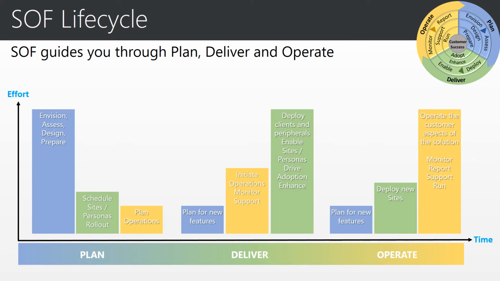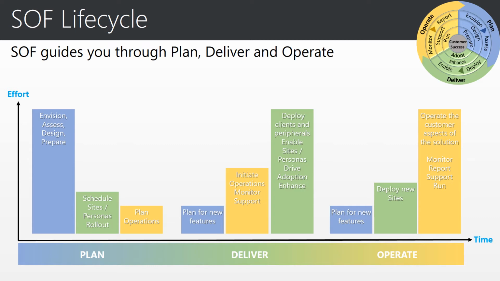Delivering Skype for Business Online successfully is a journey, and SOF guides you throughout that journey. Here we look at this journey to start exploring the activities and outcomes we engage in as we undertake it over time, where time is running from left to right on the bottom of the screen. We represent SOF as an ongoing life cycle with our wheel graphic that you can see in the top right-hand corner. And here we see how we can unfold this over time.